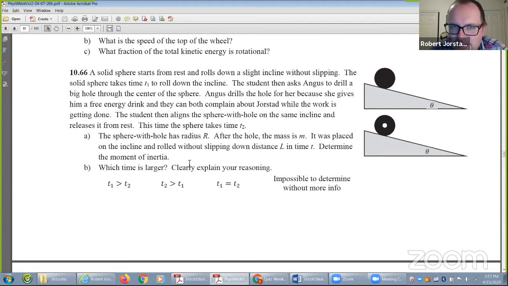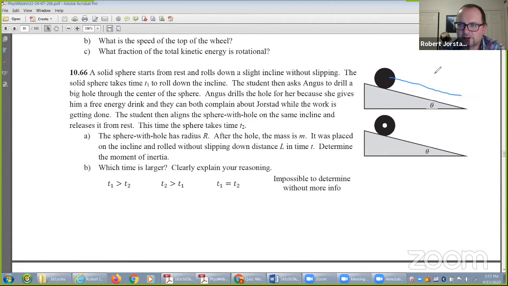This is a concept question. Let's see if you can actually answer this right now. You've got a solid sphere, it rolls down and it takes time 1 to roll down. So that means this one took time 1. Great.